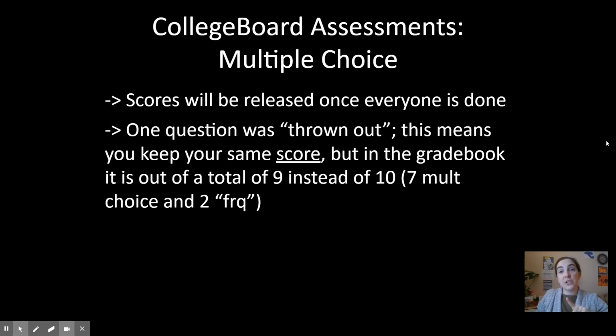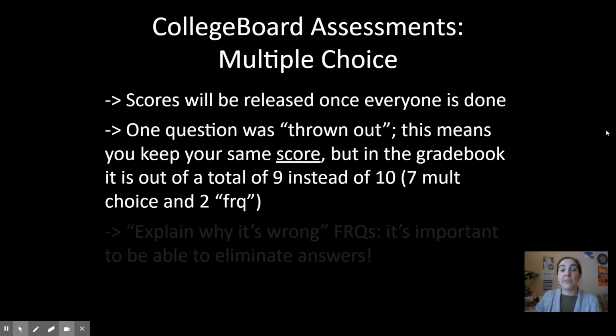There was one question this time. I looked through all the scores and there was one that only about 25% of people got correct. And so I decided to throw that one out. When I see that, that usually tells me that question was either too challenging or too tricky. And so all that means is you keep the same score. If you got 6 out of 8, you still have 6 out of 8, except now it's really 6 out of 7. Okay, so in the gradebook, that means this will have a total of 9 instead of 10 because there were 2 for that free response.